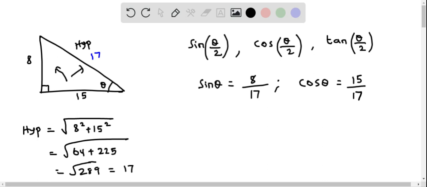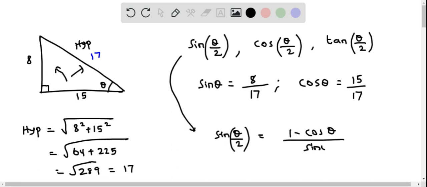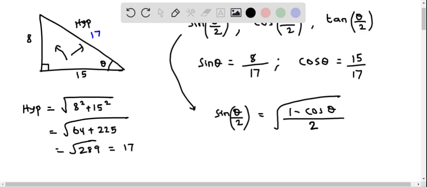Now let's write the formula for sine theta over 2. According to the half angle formula, sine theta over 2 equals the square root of 1 minus cos theta, divided by 2. Well, it's not sine theta under the root, it's cos theta, so let me just correct this. We will find sine theta over 2. We just have to substitute the value of cos theta into this formula. So this becomes the square root of 1 minus 15 over 17, divided by 2.